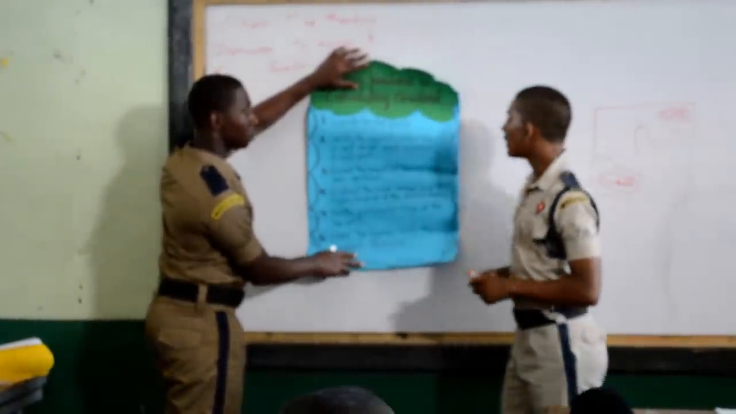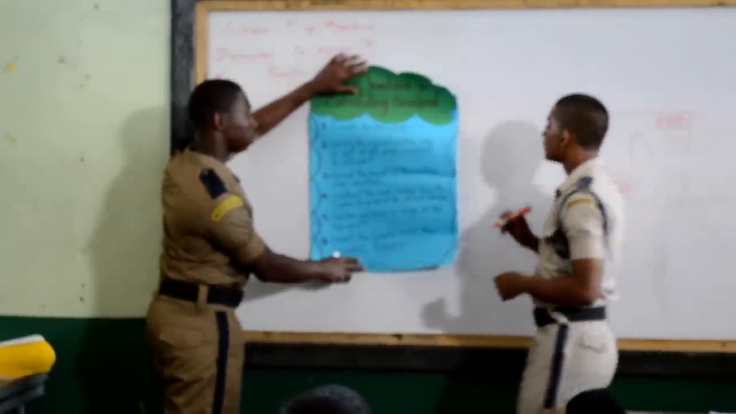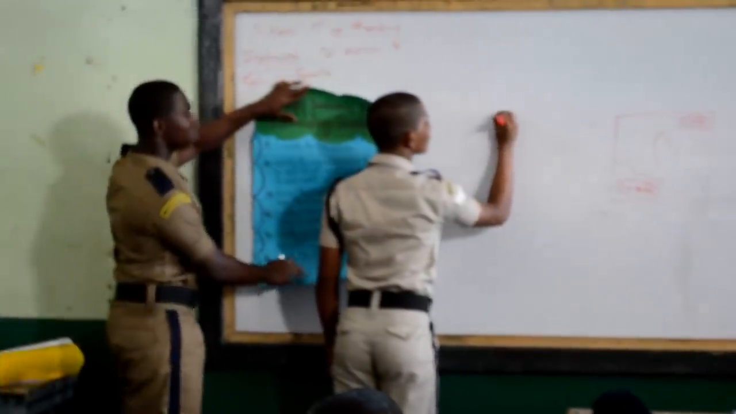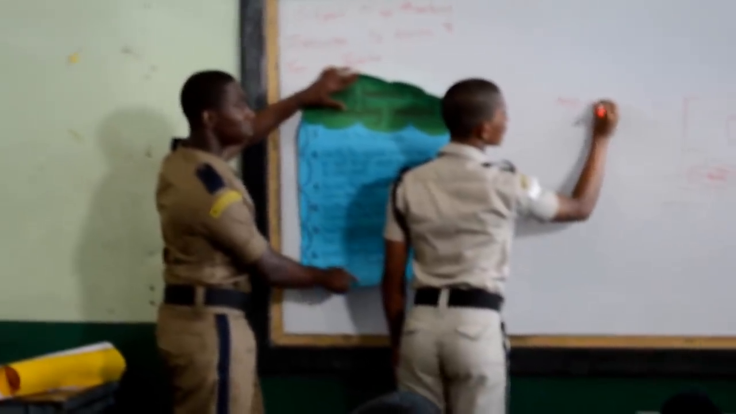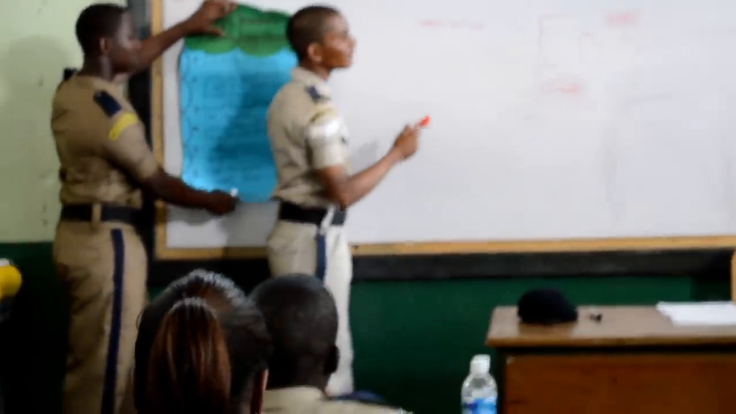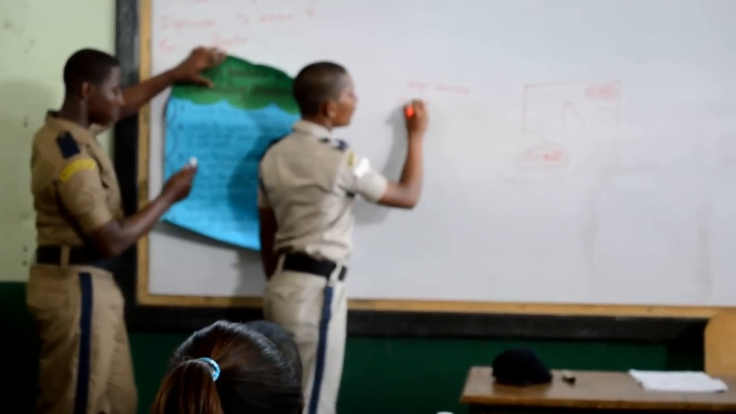Okay, class. Our next step is to record the height of the contour lines identified. What was the height of the first point, class? 90 meters. While the other was? 20 meters.